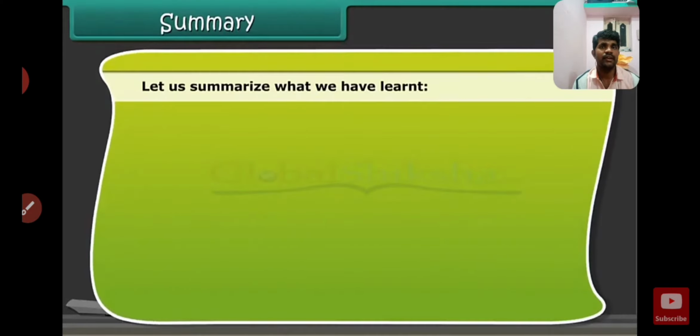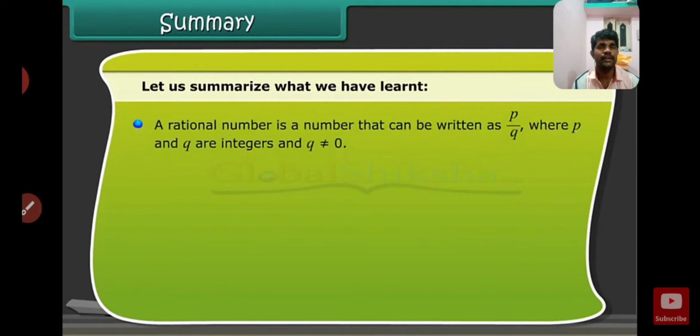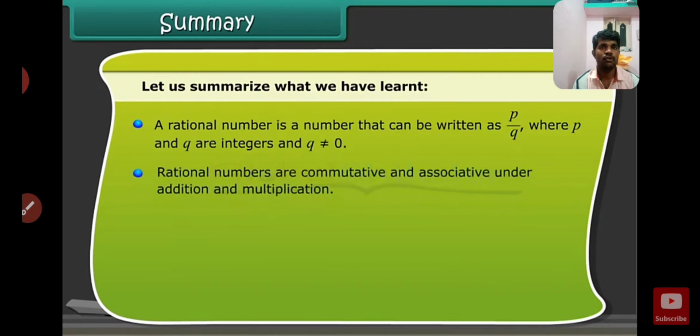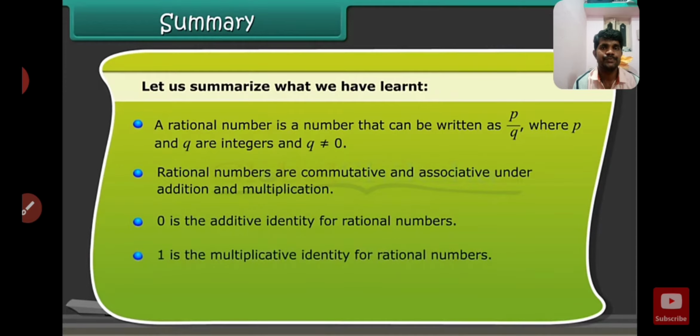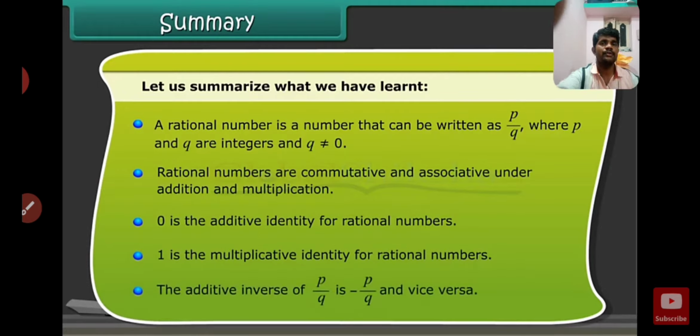Summary. Let us summarize what we have learned. A rational number is a number that can be written in the form p by q, where p and q are integers and q is not equal to 0. Rational numbers are commutative and associative under addition and multiplication. 0 is the additive identity for rational numbers. 1 is the multiplicative identity for rational numbers. The additive inverse of p by q is minus p by q and vice versa.